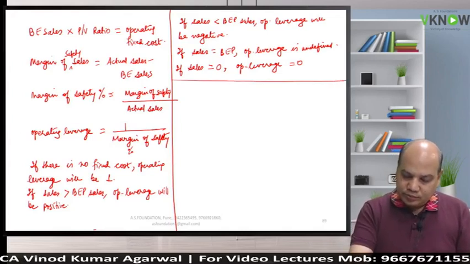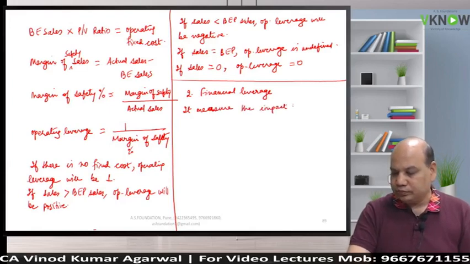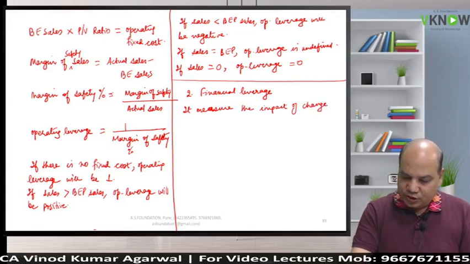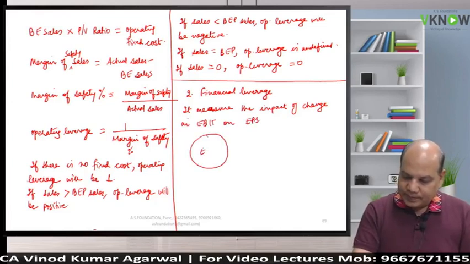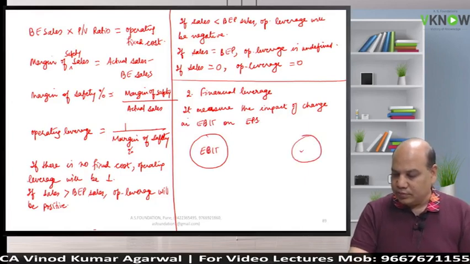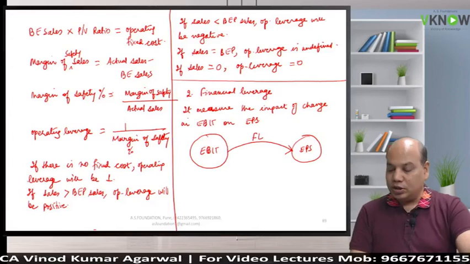Now write down the heading. Point number 2, financial leverage. It measures the impact of change in EBIT on EPS. So here we have EBIT, here we have EPS. Financial leverage deals with the change in EPS due to change in EBIT.